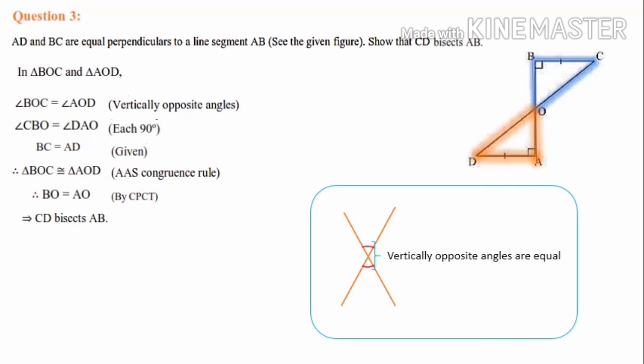Again, we can conclude that CD bisects AB. So BO is equal to AO in the sense O is the midpoint. O is the midpoint of AB. In the sense, O is formed when CD crosses AB. That time only O is formed. So we can say that CD bisects AB.